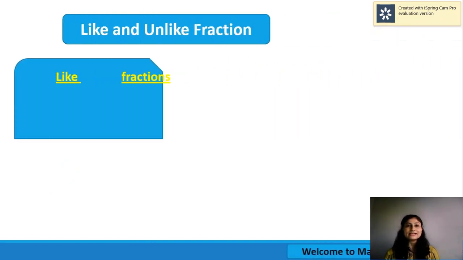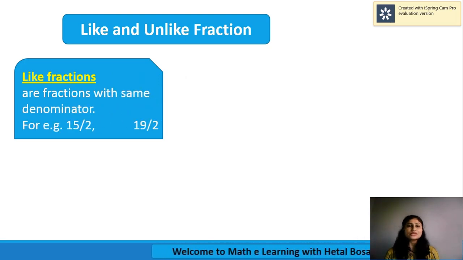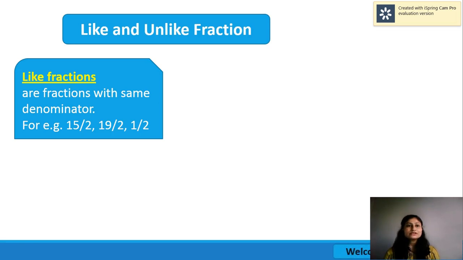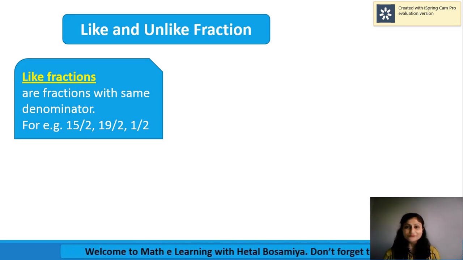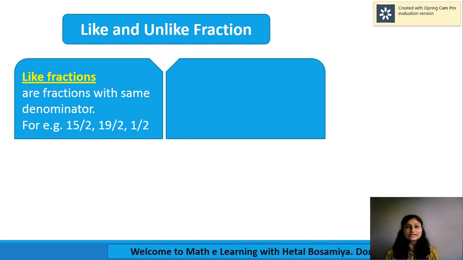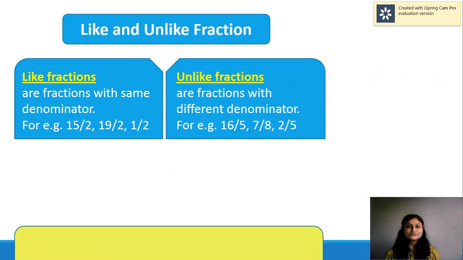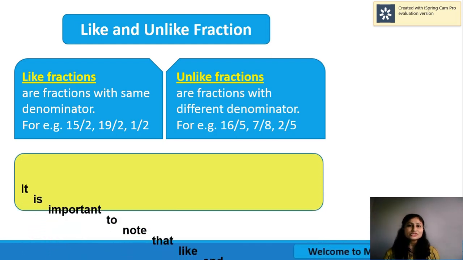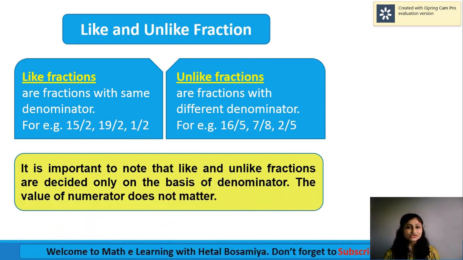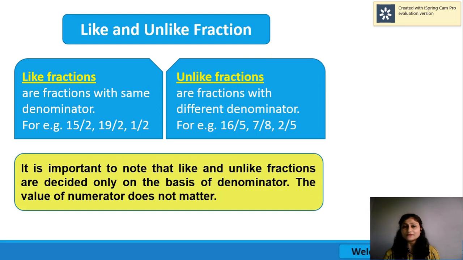Next topic is like and unlike fractions. So what are like fractions? As you can observe in these examples, the denominators are the same. So we can say that like fractions are fractions with the same denominator. For example, 15 upon 2, 19 upon 2 and 1 upon 2. Next type is unlike fractions. Unlike fractions are fractions with different denominators. Here examples are given: 16 upon 5, 7 upon 8 and 2 upon 5. In all these examples, denominators are different.